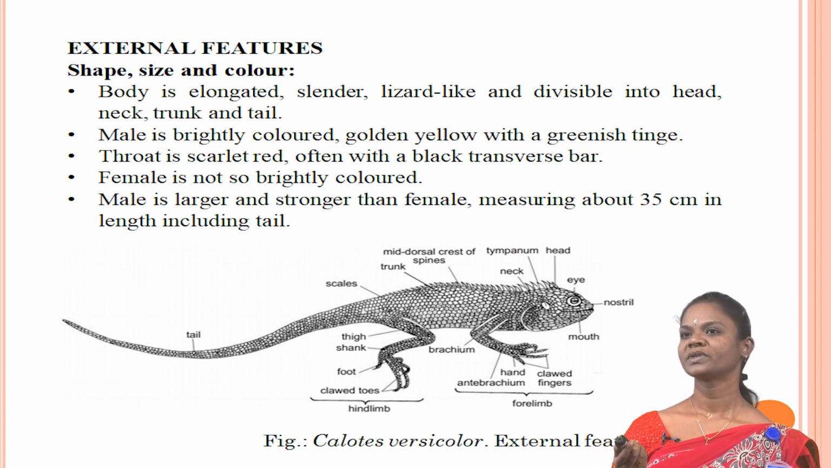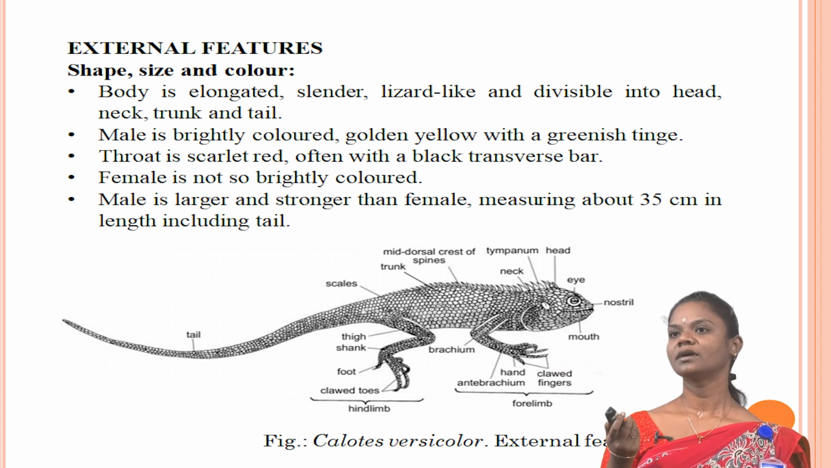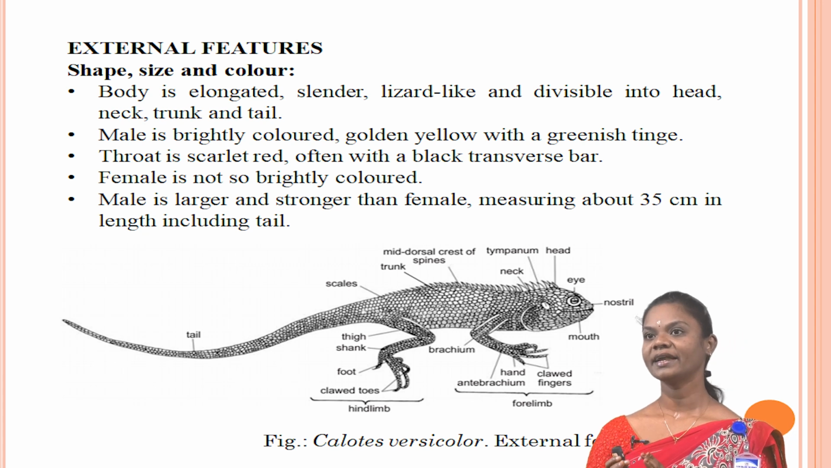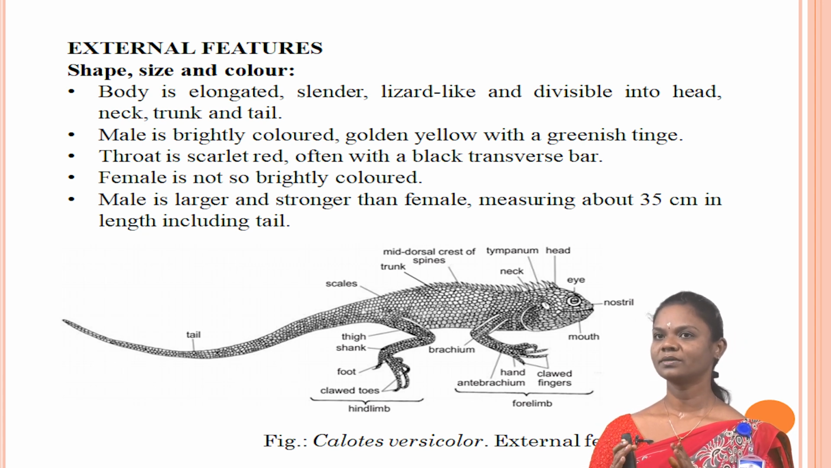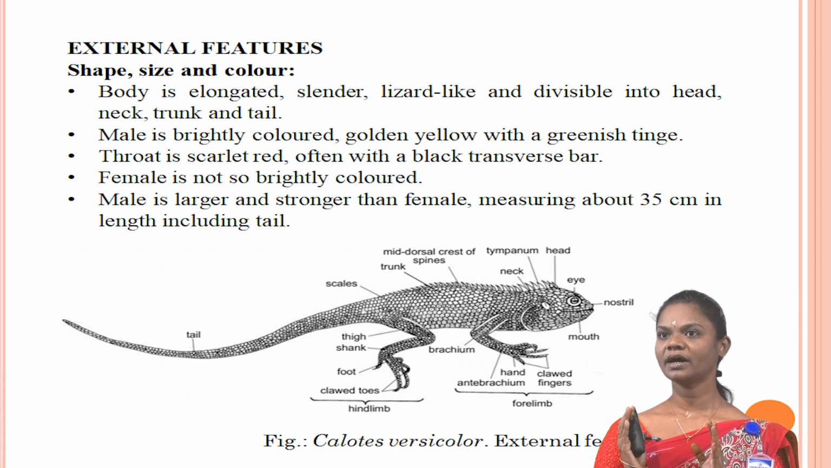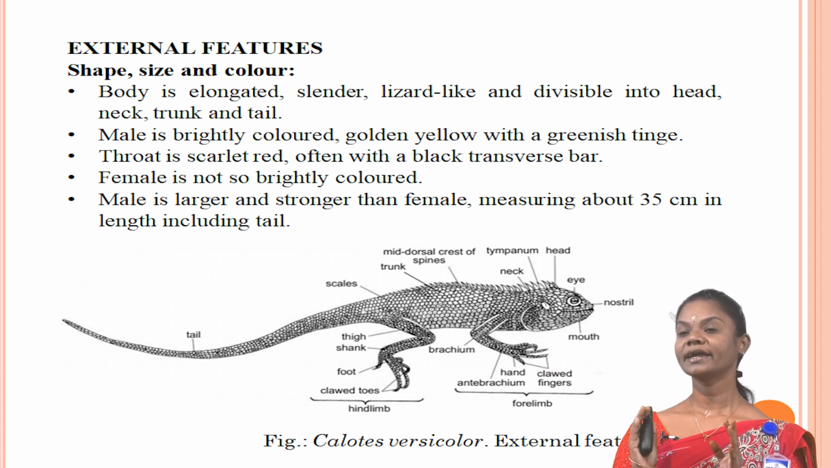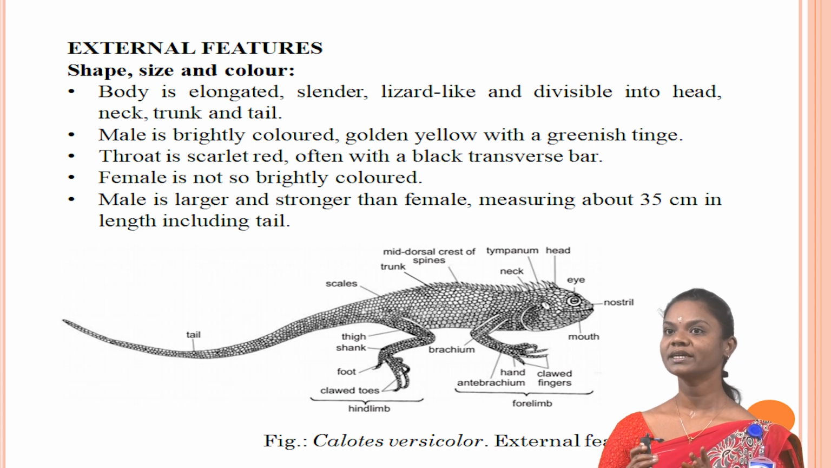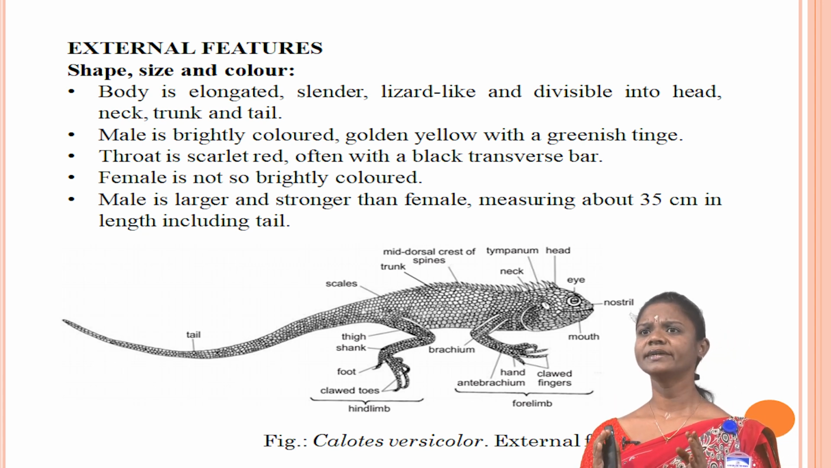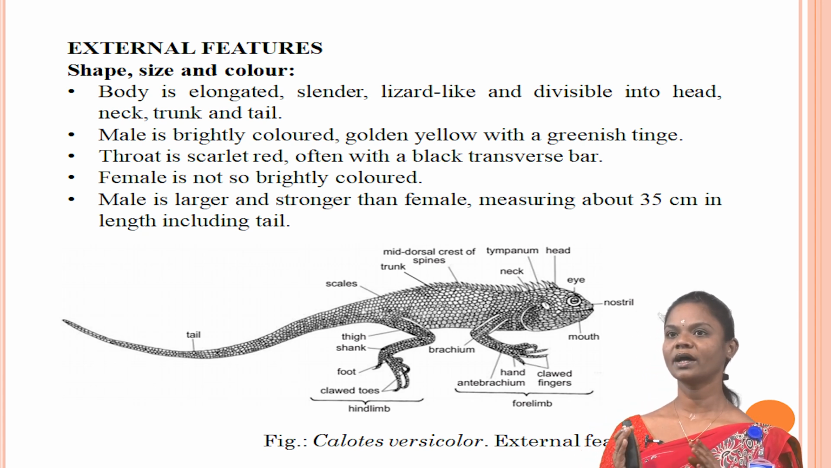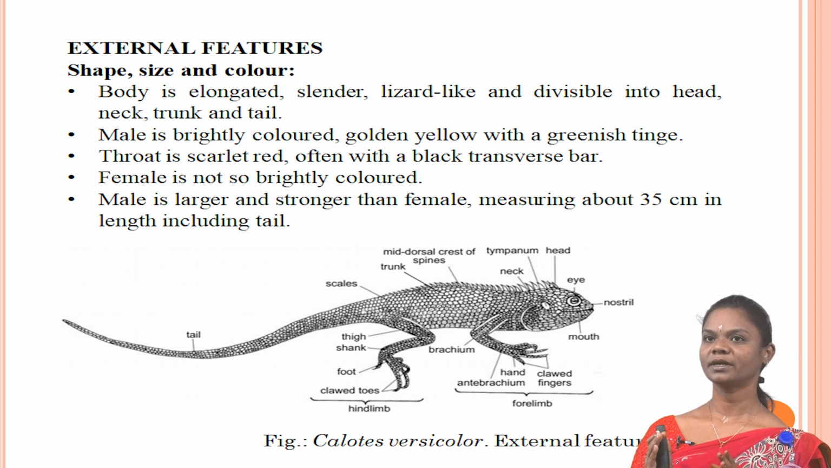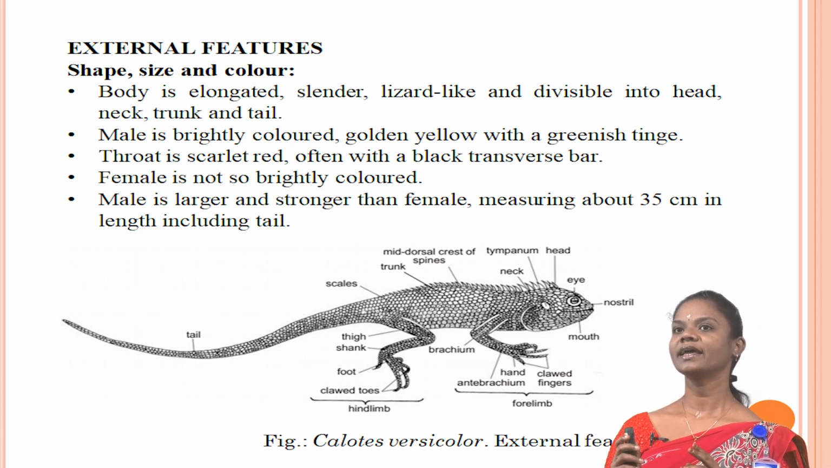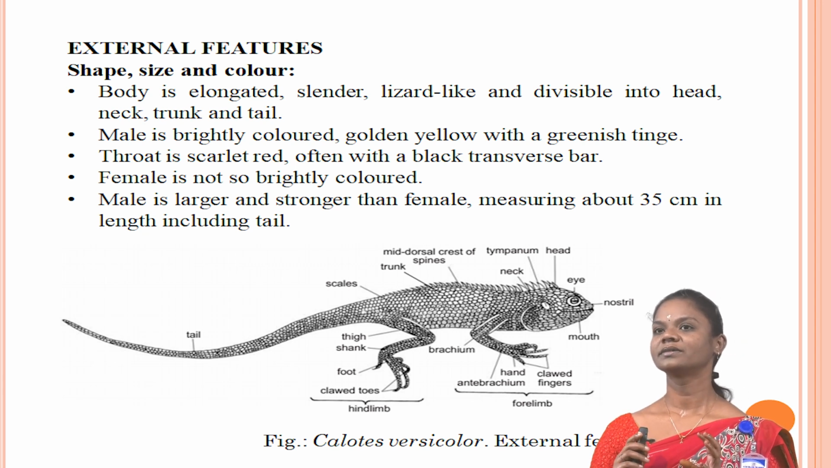The mouth and eyes are on the head, which is one part; then the neck region. The eye is present with the tympanic membrane. The middle dorsal region is the trunk region, and then the tail. The whole body is covered with scales.